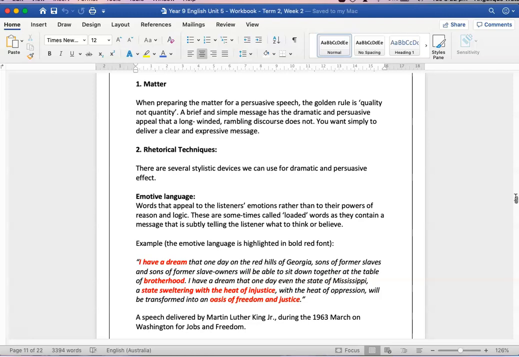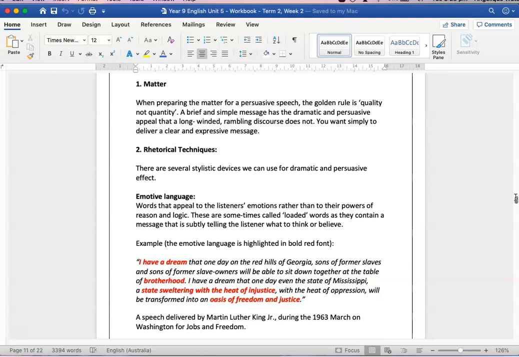These are sometimes called loaded words as they contain a message that is subtly telling the listener what to think or believe. So if you've ever read an article, listened to a speech, or watched an advertisement, and it's made you feel a certain way, chances are they've used emotive language to try and convince you to think or believe something.